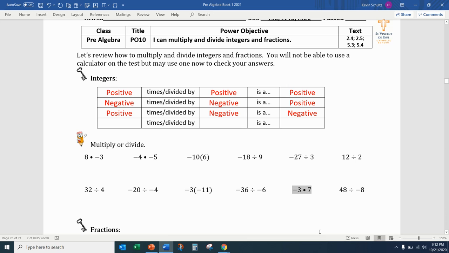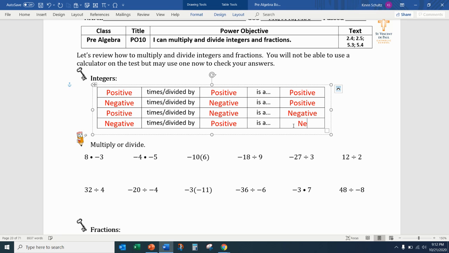Our answer is still going to be negative, because that -3 times 7 can also be written as 7 times -3. It's still going to equal -21. 8 times -3 can also be written as -3 times 8. It's still going to be -21. So a negative number multiplied or divided by a positive number is also going to result in a negative answer.